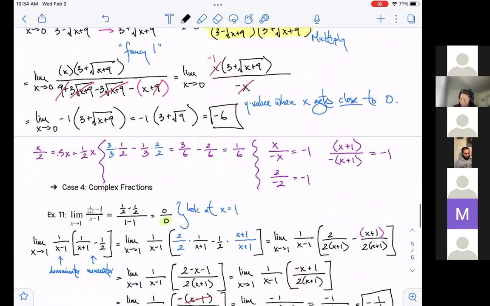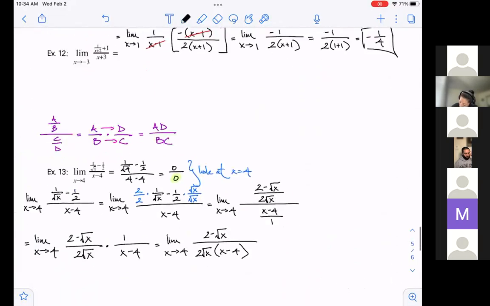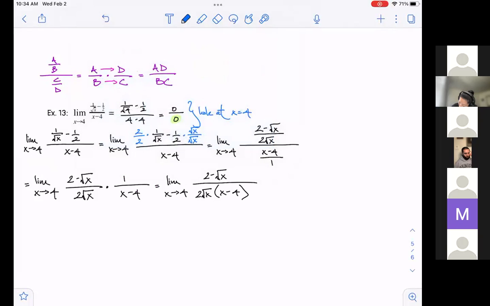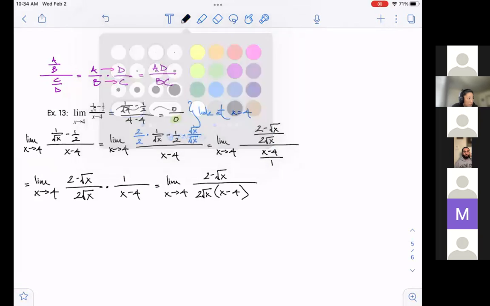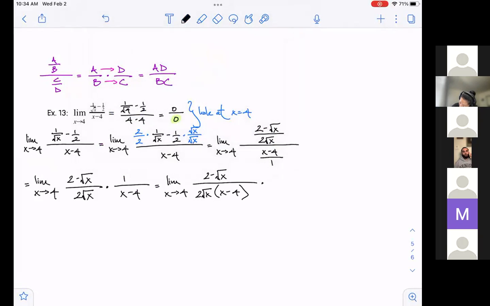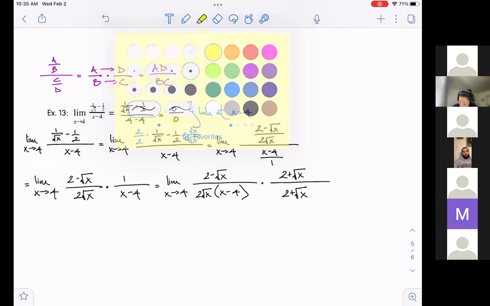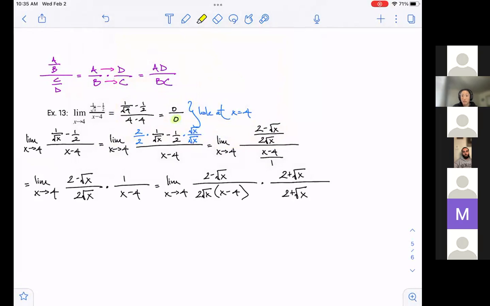All right. So what should I multiply this by? 2 plus square root of x. Bingo. And, whoa, are we going to multiply the numerator or leave it alone?